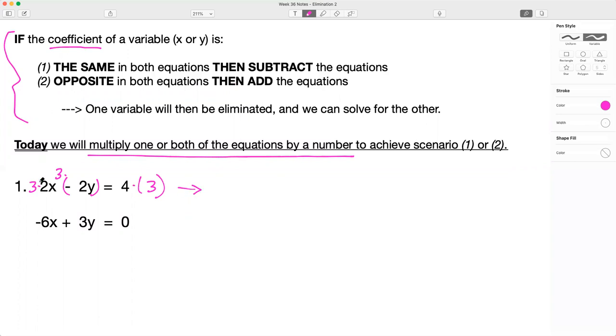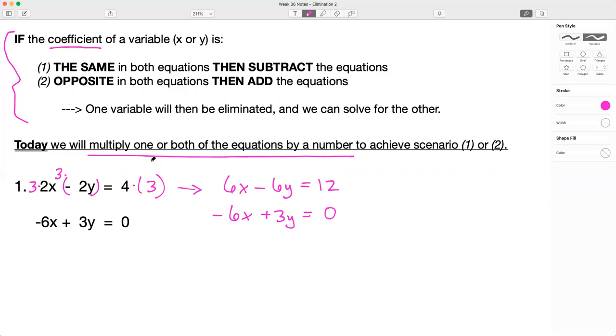All right, so 3 times 2 is 6, so that'll be our positive 6x. And then this will be 3 times -2y, so that'll be -6y. And then equals 4 times 3, which is 12. And then we're going to have our second equation, which I'll just copy right down below, -6x plus 3y equals 0. So we scaled this first one up by a factor of 3.